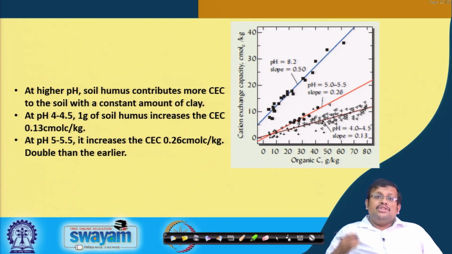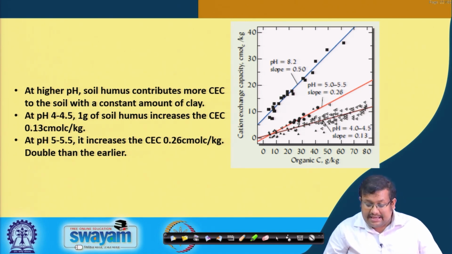So, at higher pH, soil humus contributes more CEC to the soil with a constant amount of clay, because in the case of clay the permanent charge does not vary with the surrounding pH. At pH 4 to 4.5, 1 gram of soil humus increases the CEC by 0.13 centimole charge per kg. However, at pH 5 to 5.5, it increases almost double, that is 0.26 centimole charge per kg.